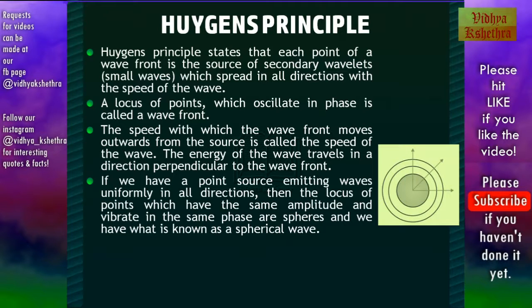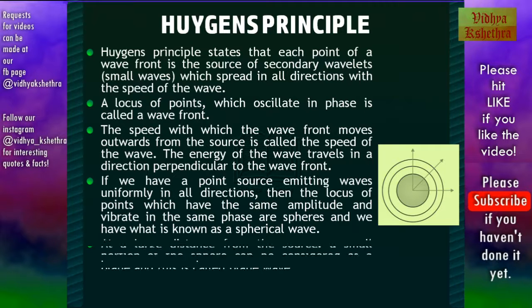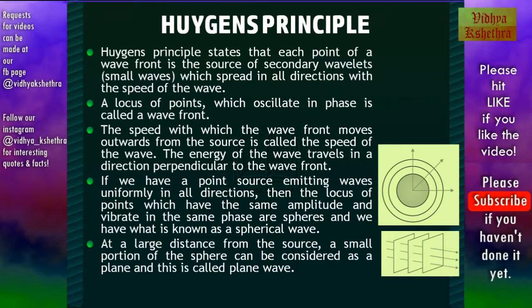If we have a point source emitting waves uniformly in all directions, then the locus of points which have the same amplitude and vibrate in the same phase are spheres, and we have what is known as a spherical wave. At a large distance from the source, a small portion of the sphere can be considered as a plane, and this is called a plane wave. These are as shown in the figure.